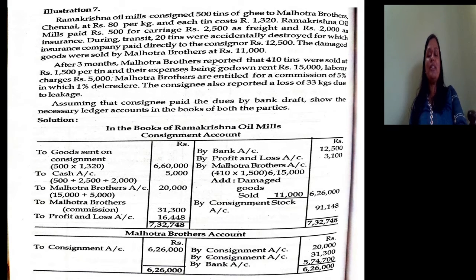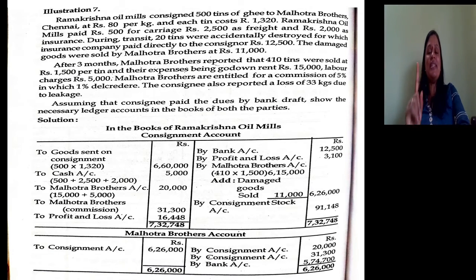Then assume that the consignee paid dues by bank draft. Whatever amount was due by the consignee, he paid by bank draft. We have passed all entries except for abnormal loss. Abnormal loss will not create any impact on the consignee account prepared in the books of consignor. So I am passing the entry for this last sentence. Journal entry: Bank account debtor to consignee account. Balance in Malhotra Brothers 5,74,200. So Malhotra Brothers account, the consignee's account in the books of consignor, gets closed.